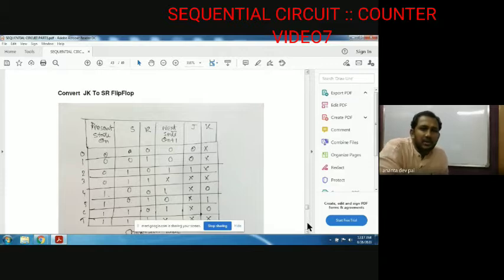This is the conversion of JK to SR, from the JK. The JK is the old flip-flop, SR is the new flip-flop to be designed. First of all, you have to create the conversion table. This is the conversion table. Present state given, and then S and R. These are the three main inputs. The next step will be to find out, from the present state, and JK is the old input, that is JK.